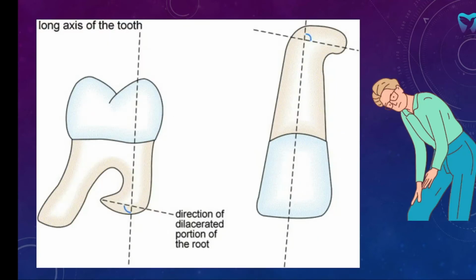In history, they used terms such as scorpion tooth or hand of traffic policeman for dilaceration. To me, it looks like these teeth have a knee joint problem. Since a tooth has no knee joint, what is dilaceration?